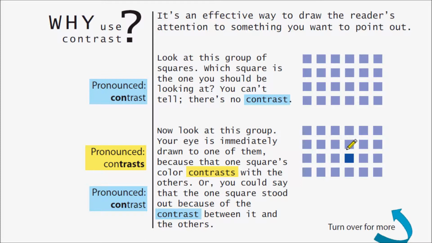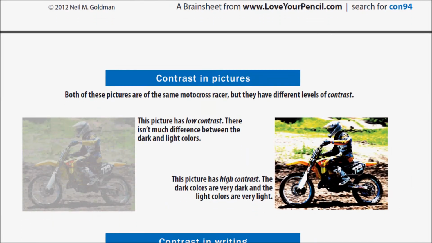And the reason why, and you could say it a couple different ways. You could say that this square here contrasts with the other squares, or you could say that you see this square because of the contrast between it and the other squares. So here, the contrast of this square is what's drawing your eye to it from all the other squares. And that's why contrast can be such an effective thing to write about.